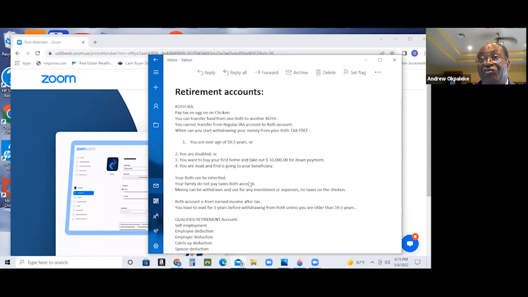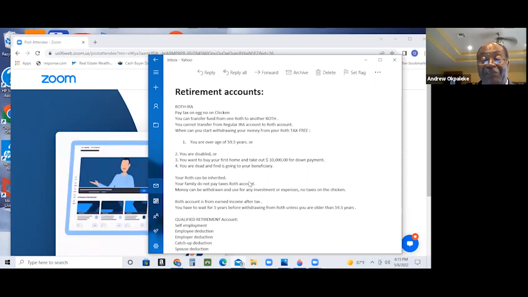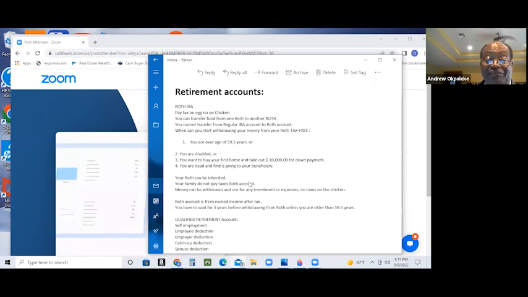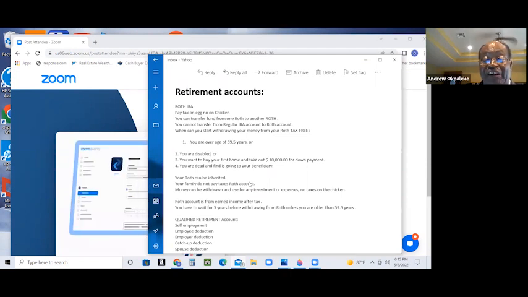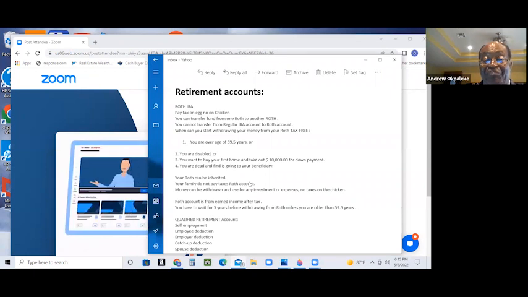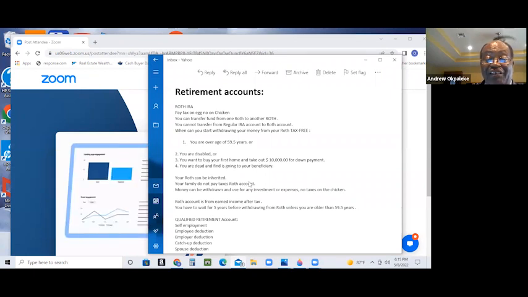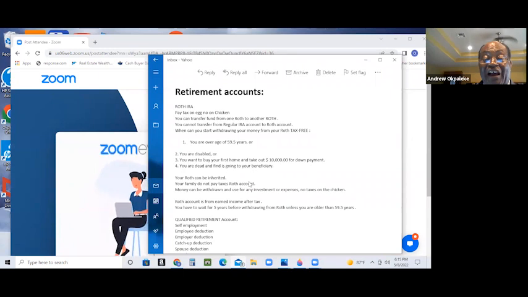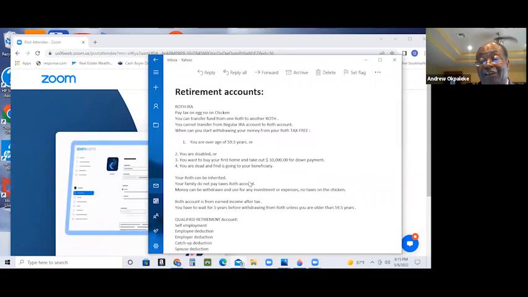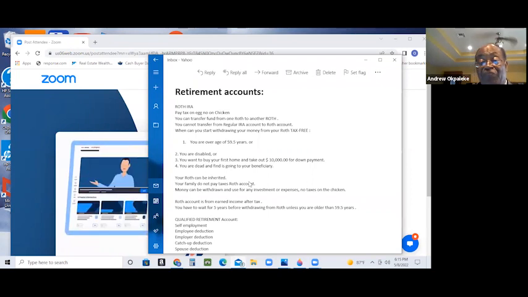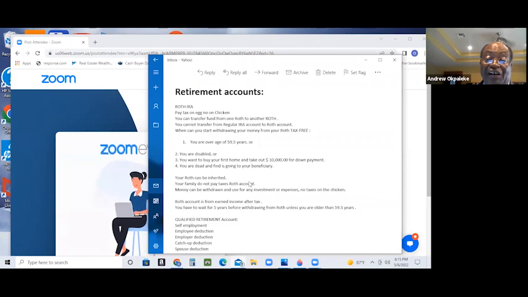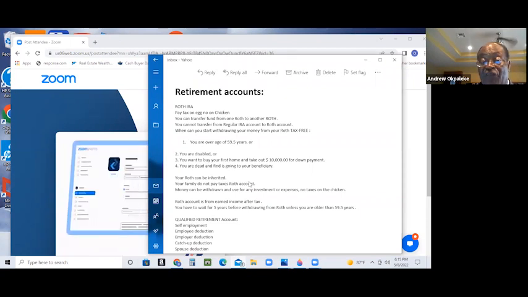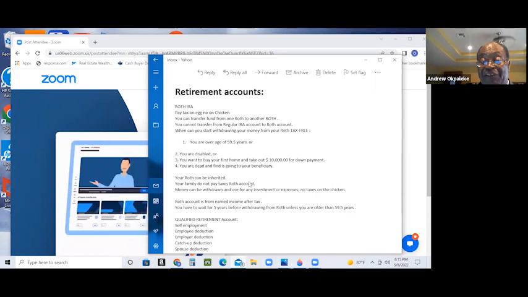So now you are a self-qualified retirement account. You are the employer. You are the employee. So you're wearing two hats: the employer and the employee. Your employer should be only part-time. They should only work less than 1,000 hours a year to qualify for a qualified retirement account.